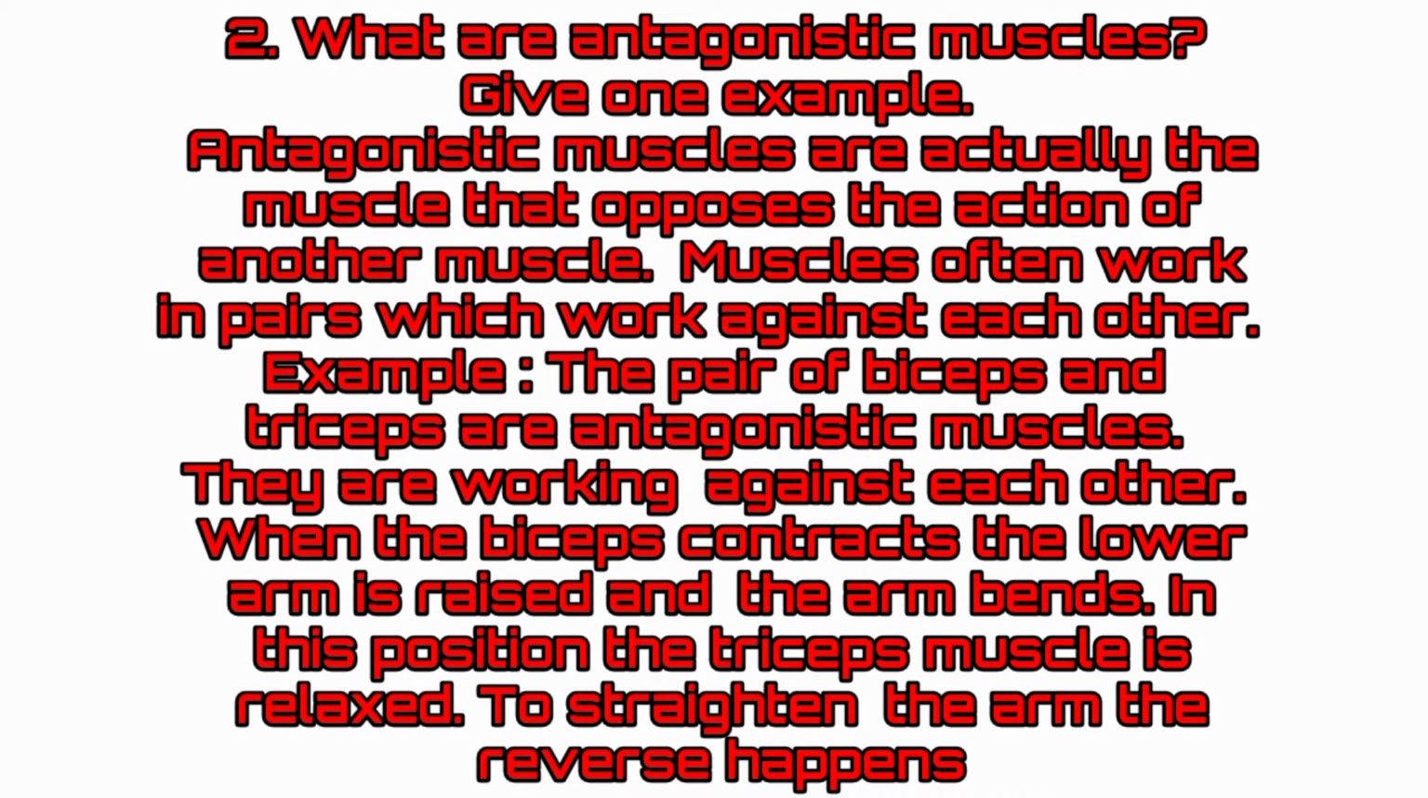Second question, what are antagonistic muscles? Give one example. Antagonistic muscles are actually the muscle that opposes the action of another muscle. Muscles often work in pairs which work against each other. Example, the pair of biceps and triceps are antagonistic muscles. They are working against each other.